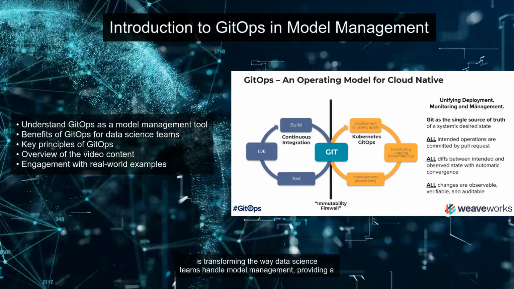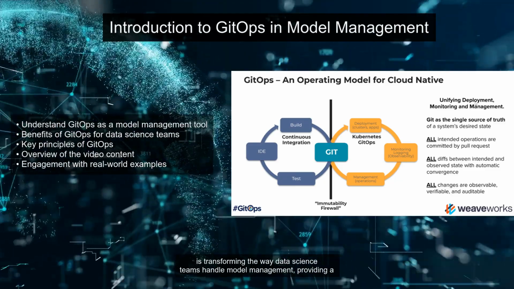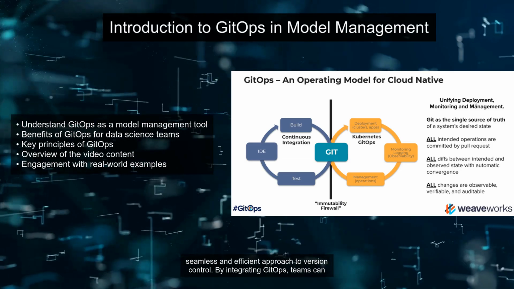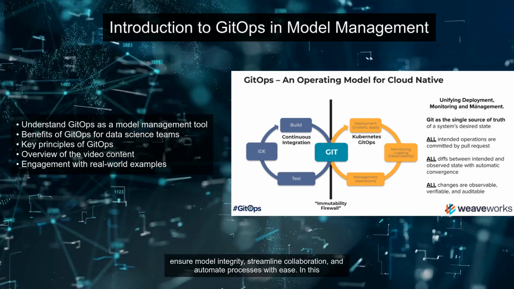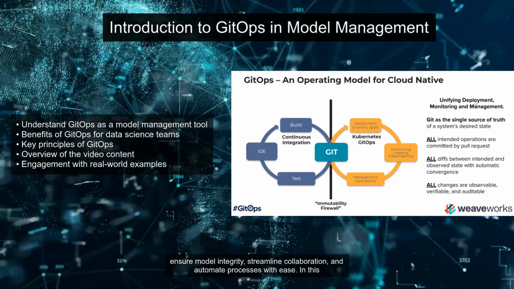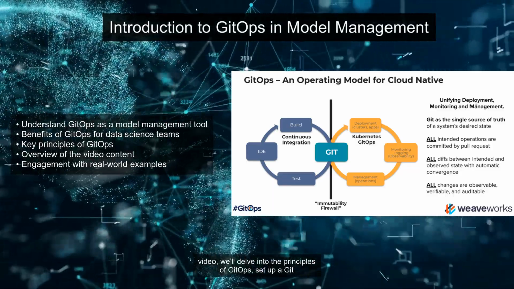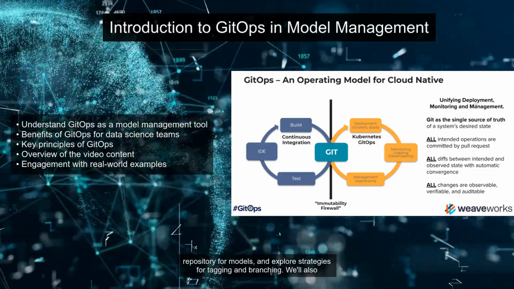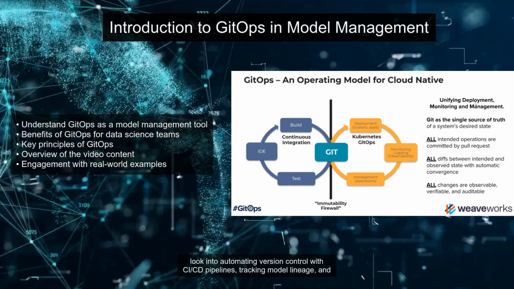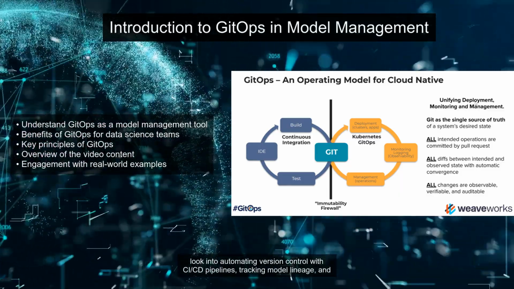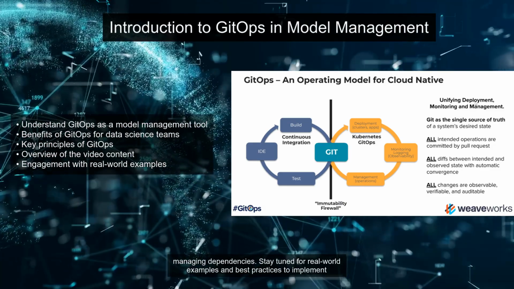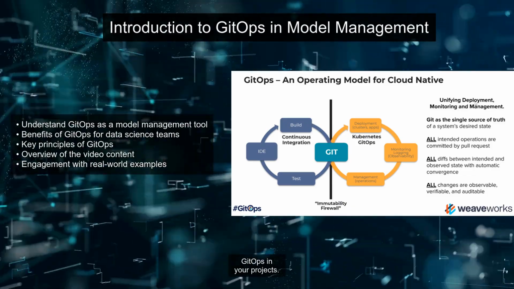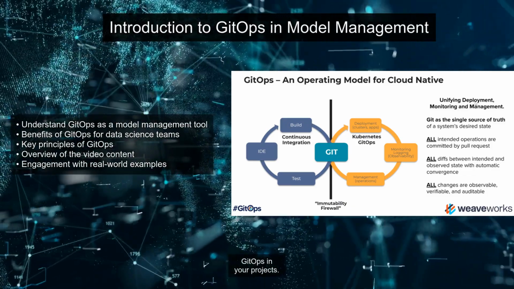GitOps is transforming the way data science teams handle model management, providing a seamless and efficient approach to version control. By integrating GitOps, teams can ensure model integrity, streamline collaboration, and automate processes with ease. In this video, we'll delve into the principles of GitOps, set up a Git repository for models, and explore strategies for tagging and branching. We'll also look into automating version control with CI/CD pipelines, tracking model lineage, and managing dependencies. Stay tuned for real-world examples and best practices to implement GitOps in your projects.